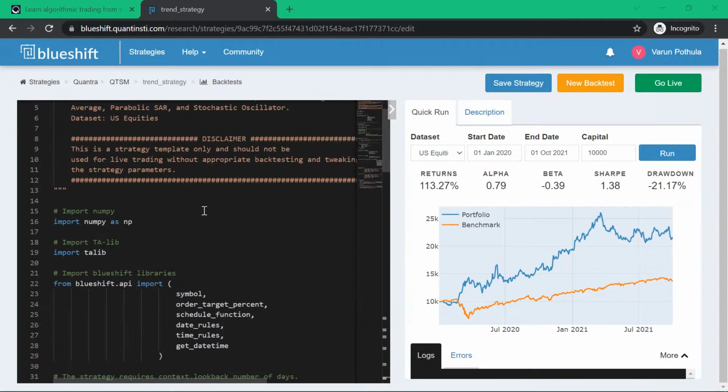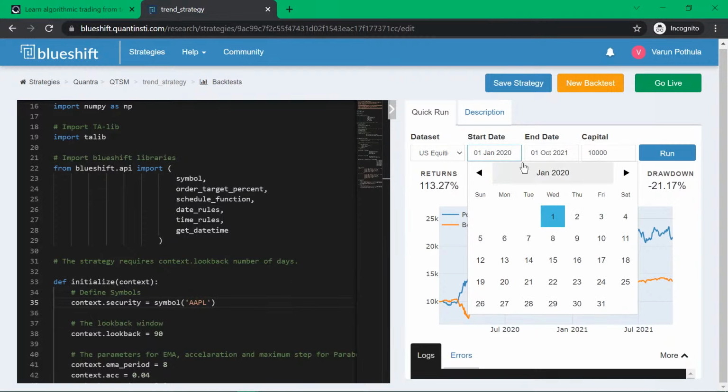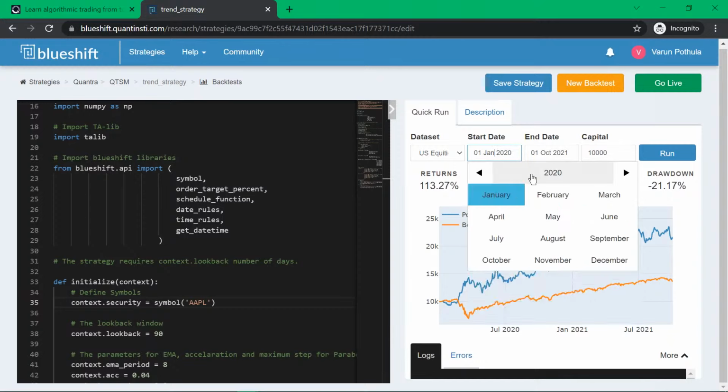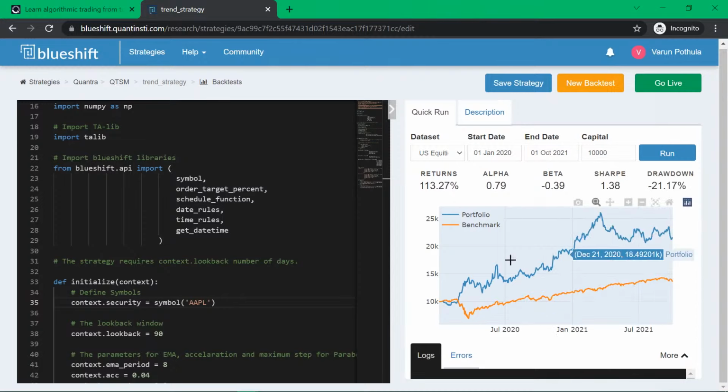You can also change this to Apple or Amazon, or you can give a list of stocks, and you can also change the backtest periods. For example, we tested from 2020 to 2021. You can also test from probably January 2019 or 2018 to the end of this and see how the strategies perform. So these are the steps you're going to use to perform the backtest. Once you're happy with the results that this algorithm is producing, you can deploy it in live.